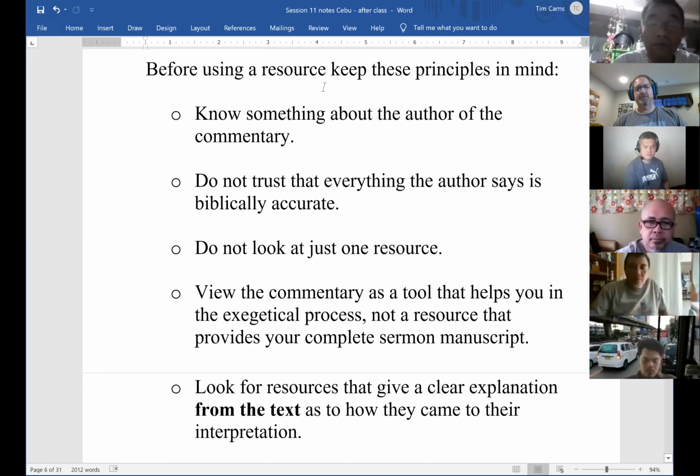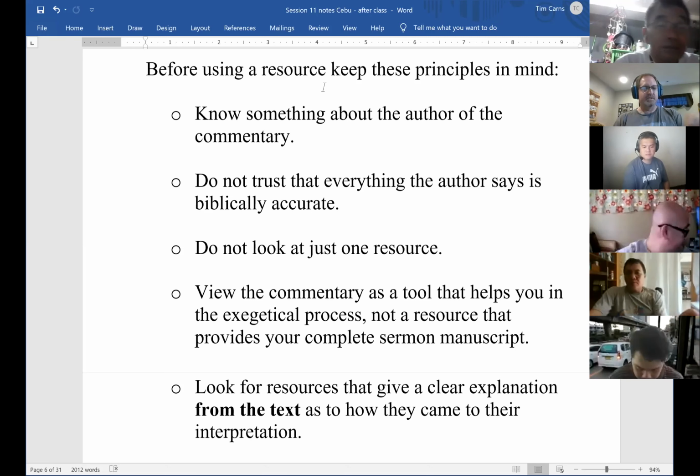And that takes me down to the fifth point here. Look for resources that give a clear explanation from the text as to how they came to their interpretation. All right? Again, you should be able to, as you're going through this resource, whether it's a sermon or a commentary or a study Bible, see how that person who's writing or speaking got what they are saying, what they're interpreting from the passage. Okay? Very important. Don't just look at one resource.